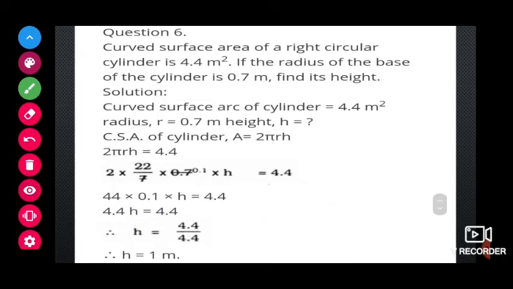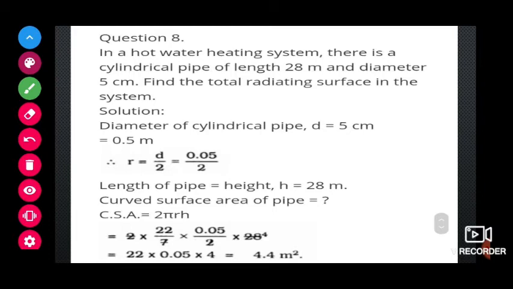That's it. Next one. In a hot water heating system, there is a cylindrical pipe of length 28 meter and diameter 5 centimeter. Find the total radiating surface in the system. Here they have given diameter 0.5. So if I want to find the radius, we have to do d by 2, that is 0.05 by 2. We will get the radius of that pipe.